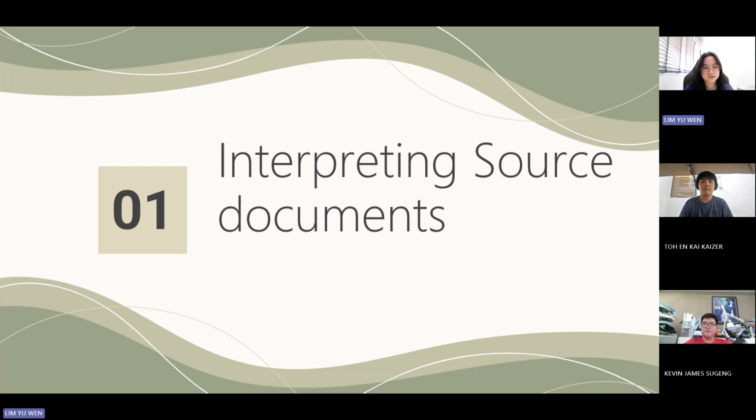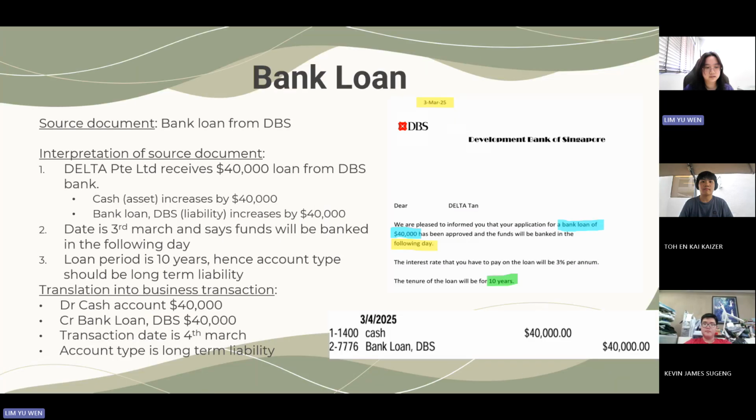I'll be covering 3 transactions, the first being this bank loan. This document from DBS shows that our company received a $40,000 loan. Since it's a cash inflow, our cash account increases by $40,000, and at the same time, the bank loan liability increases by the same amount.